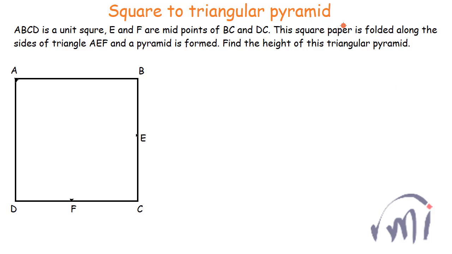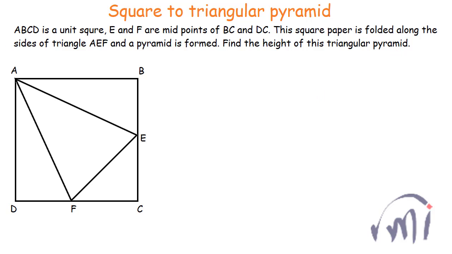Then the square paper is folded along the sides of triangle AEF, so I have made a triangle AEF, and this square is then folded along the sides of AEF, and a pyramid is formed, and we have to find the height of that triangular pyramid.